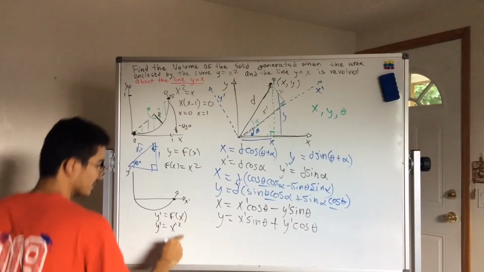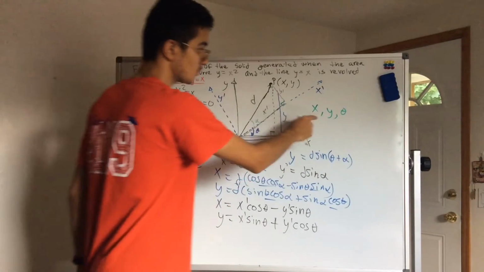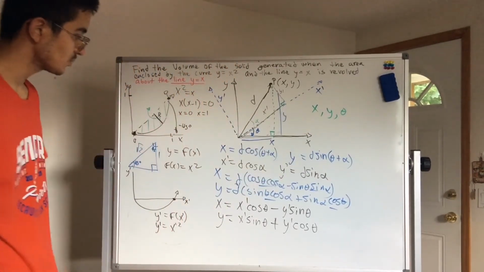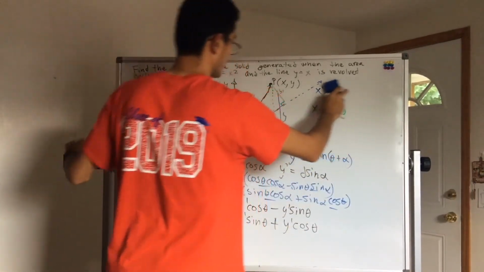So we have to find what y prime and x prime are equal to in terms of x, y, and theta. So I'm going to go ahead and erase this over here since we don't need it anymore.